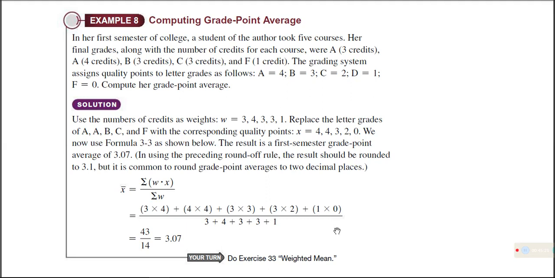After that, you have to add all the weights. So, the sum of all the weights, we have 3 plus 4 plus 3 plus 3 plus 1. And overall, you will have 43 over 14, which is 3.7. This is her GWA, or grade point average.